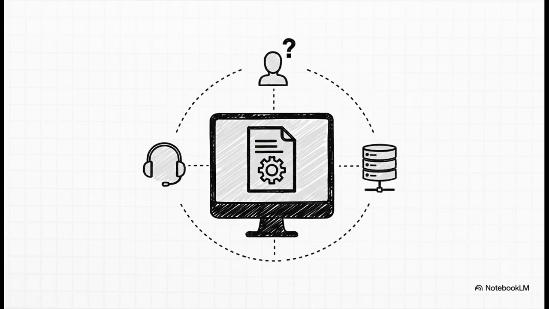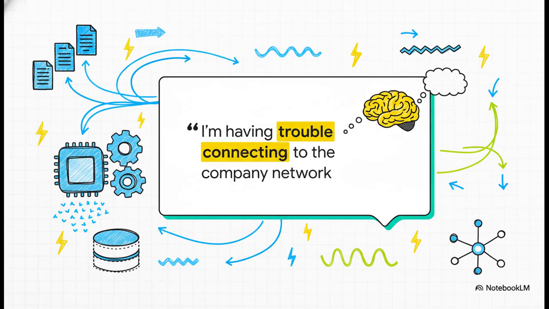Okay, so theory is great, but let's make this real. Let's look at a concrete example. Imagine an IT support ticket system that's built on this technology. So a user types in their problem. Notice how they phrase it, just plain English. They didn't use any special keywords like VPN or firewall. They're just describing what's wrong.